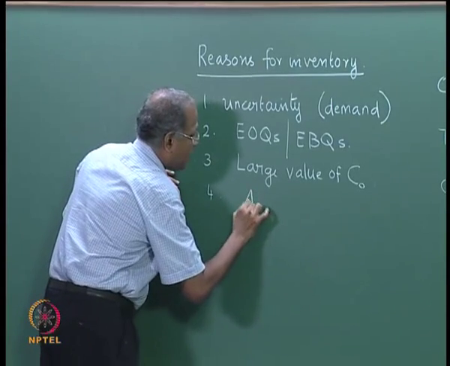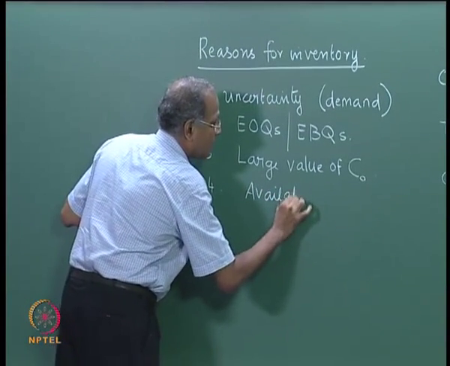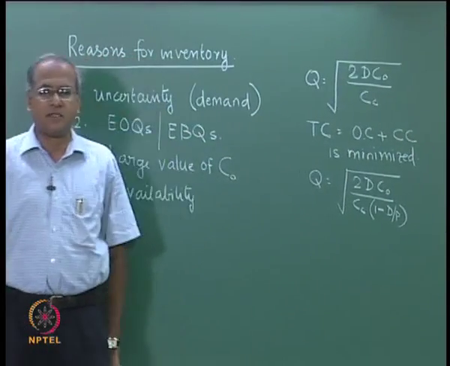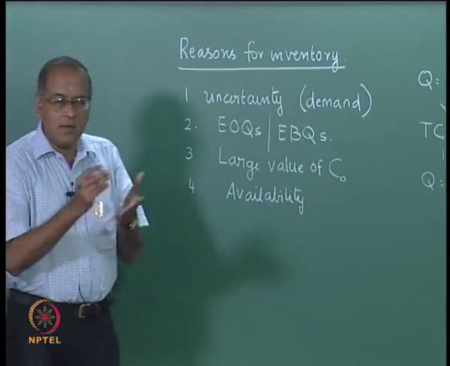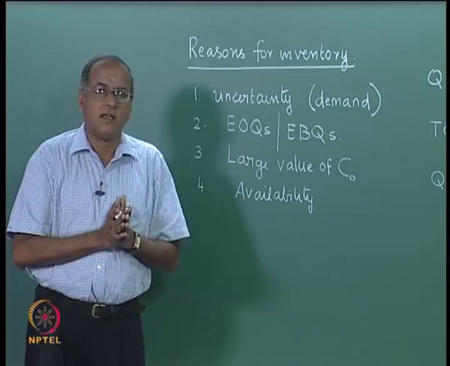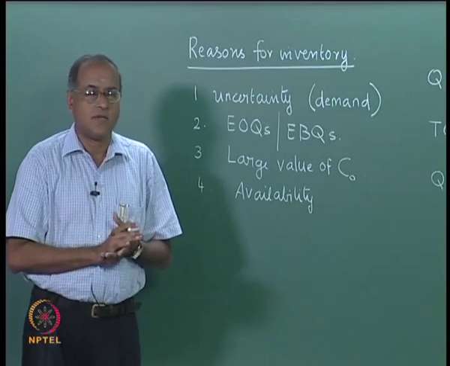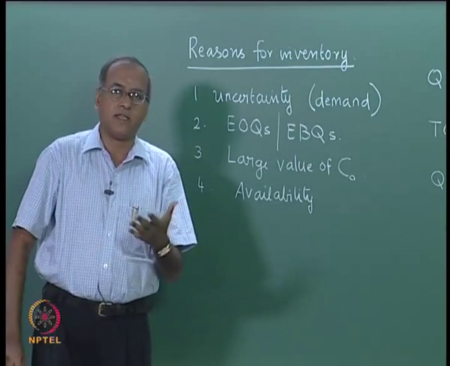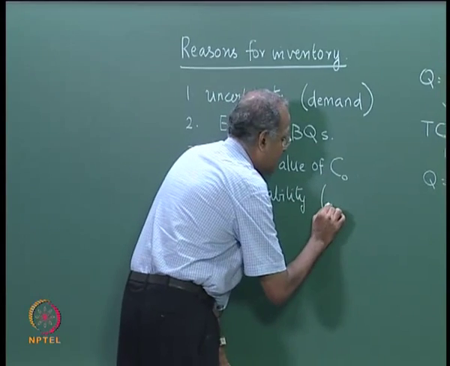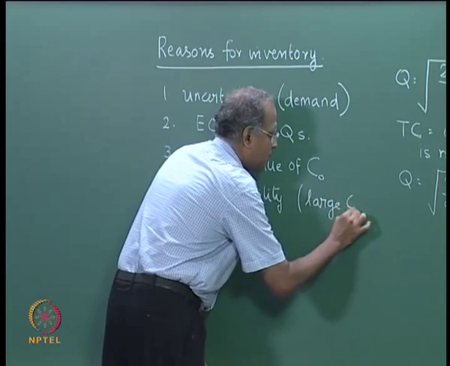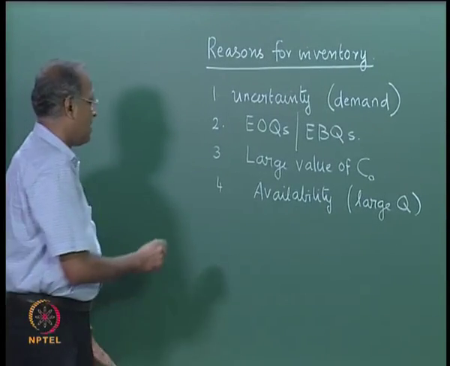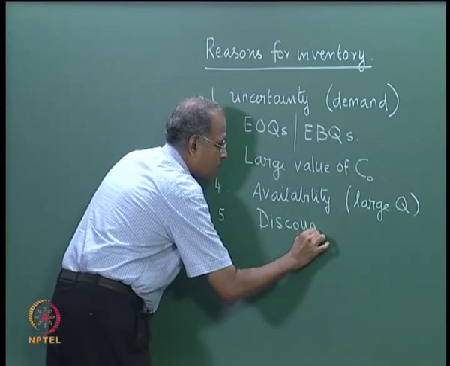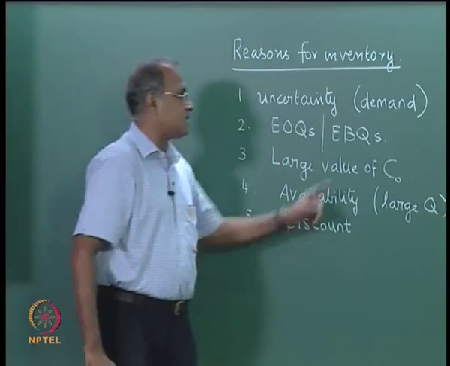Fourth is also availability, particularly in the context of ordering. There would be situations where availability was a kind of restriction, and when very few suppliers were there and the material was available with the supplier, it was necessary to buy it in large quantities. So availability dictated purchase of large quantities. The fifth reason also would be discount, which forced buying of large quantities here.